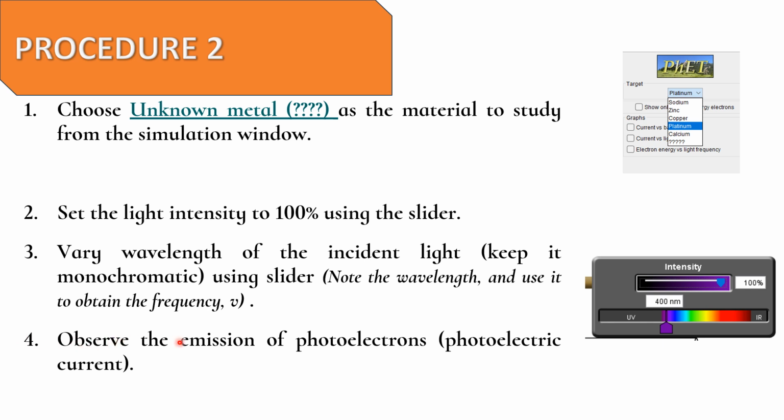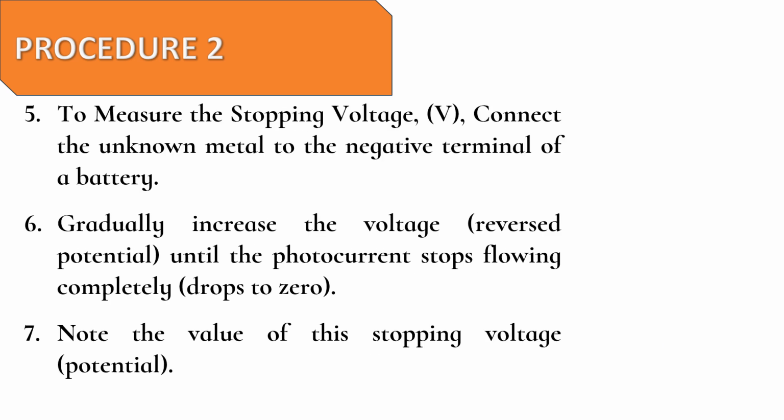Then next, observe the emission of photoelectrons and photoelectric current. Of course, we will see the electrons being emitted and moving, and we also see that a photoelectric current is actually flowing through the circuit. After that, we need the stopping voltage in order to be able to calculate the work function. So to measure what is known as the stopping voltage, connect the unknown meter to the negative terminal of the battery. The battery has positive and negative terminals.